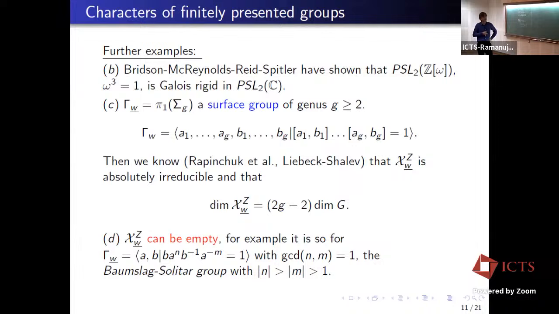Yeah, so there, maybe two representations and they are permuted by the Galois group.